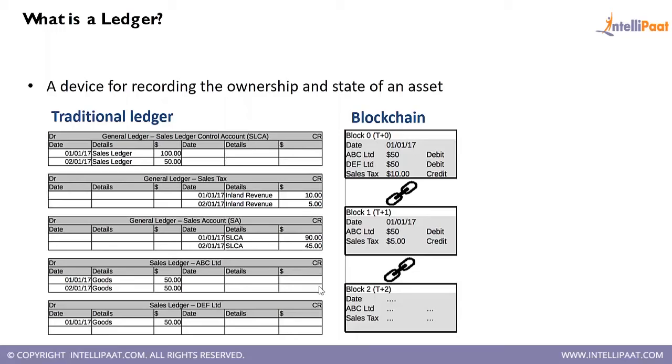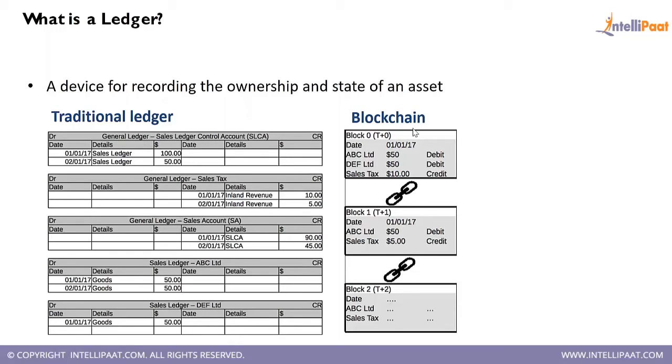This is a traditional ledger, what we have on the left hand side. These are different entities: a general ledger, a sales ledger control account, a sales tax, a sales account for ABC Limited, DEF Limited. These entities all have their own independent ledgers which are maintained traditionally on the network. These ledgers don't have any correlation between them. Assuming there are 5 participants on a network, there's no way you can make out clearly where the asset is exchanging hands once it is out of one's purview.